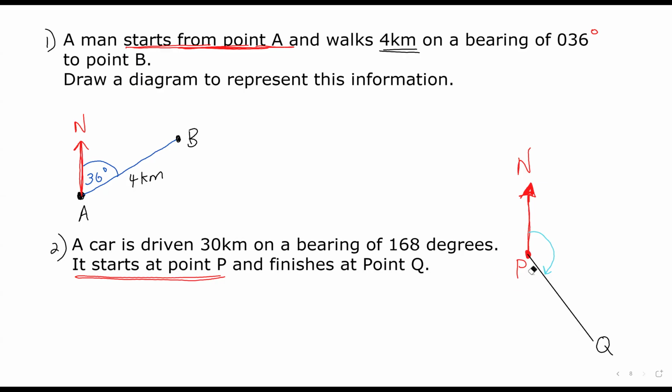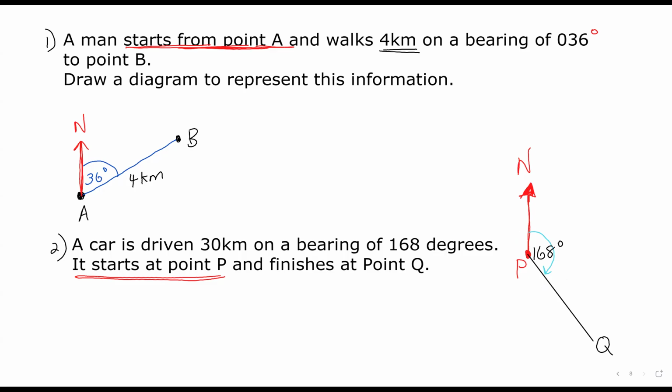Would it be the blue angle or the green angle? Where would be the bearing of Q from P? The blue, right? Because that's the clockwise angle between the north line at P and the line PQ. So the blue angle is my bearing. In my diagram, I would like to label that. So this is my angle here. It's 168 degrees. Perfect. Thank you very much.